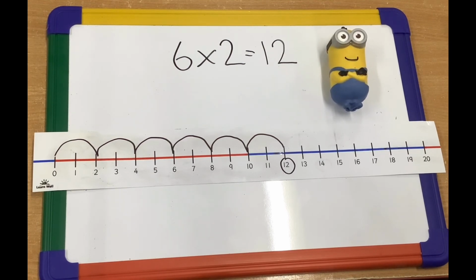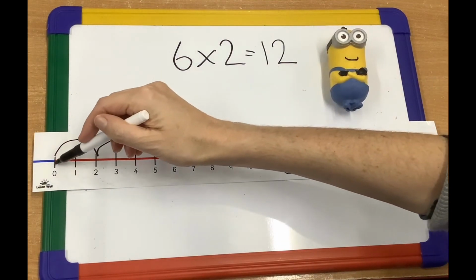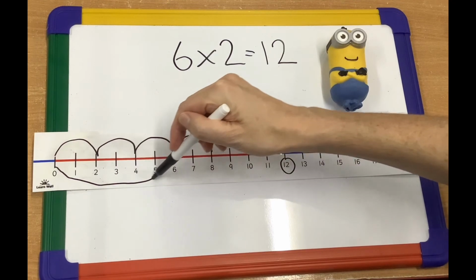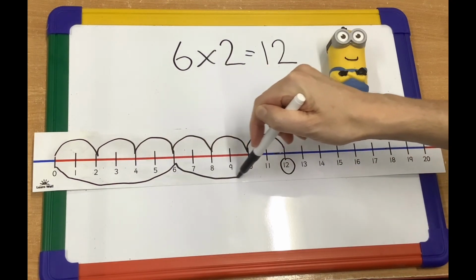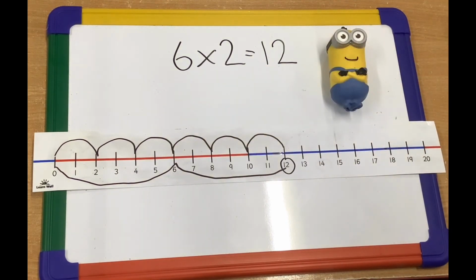6 times 2 equals 12, and you could check that by doing it the other way around. Let's jump in 6s. There's a 6, and there's another 6. 2 6s are also 12. So make sure your jumps are equal.